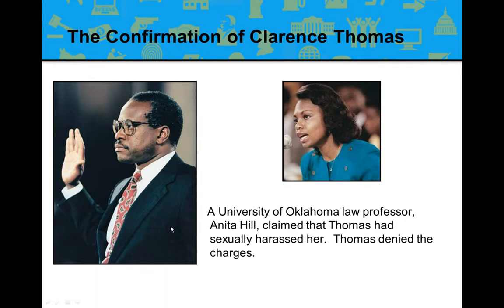All right. Let's talk about the confirmation of Clarence Thomas. This is Clarence Thomas when he was up for nomination, and this is Anita Hill, who was at the time a University of Oklahoma law professor, and she claimed that Thomas had sexually harassed her when they worked together at a government agency. Thomas denied the charges, and this brought out a lot of individuals from the National Organization for Women and other civil rights groups who really wanted to see Thomas not be appointed to the Supreme Court. But we know that he did, and so that effort failed.